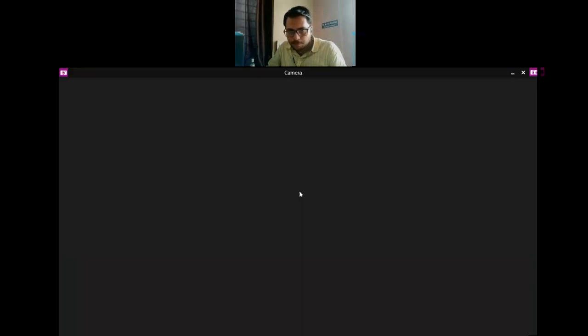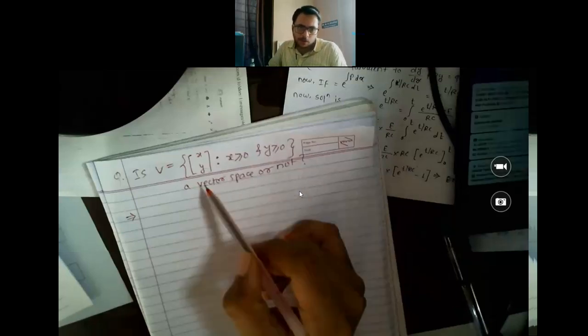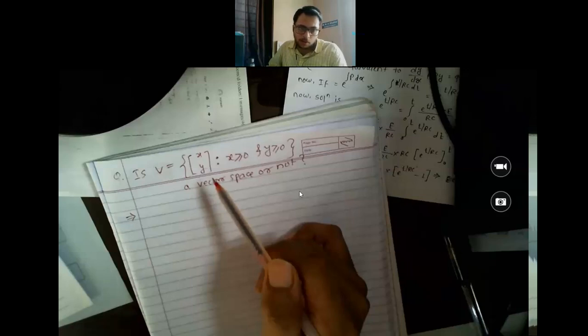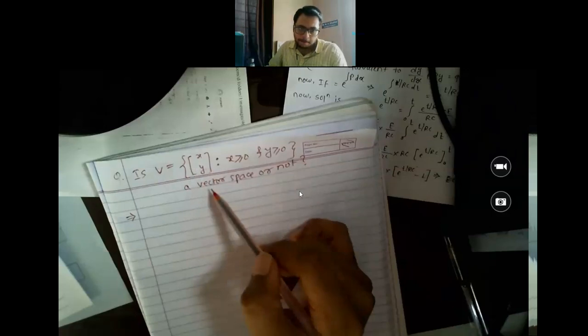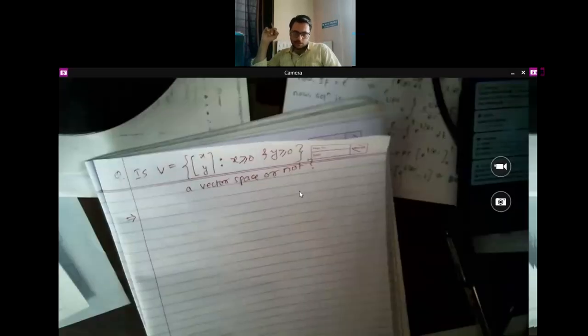So, are you getting the question now? Is V, defined in such a manner, a vector space or not? But before solving this question, please tell me, are you able to imagine what this space is? You can answer in the chat box, or you can unmute yourself and answer, no problem. Please again see the question.